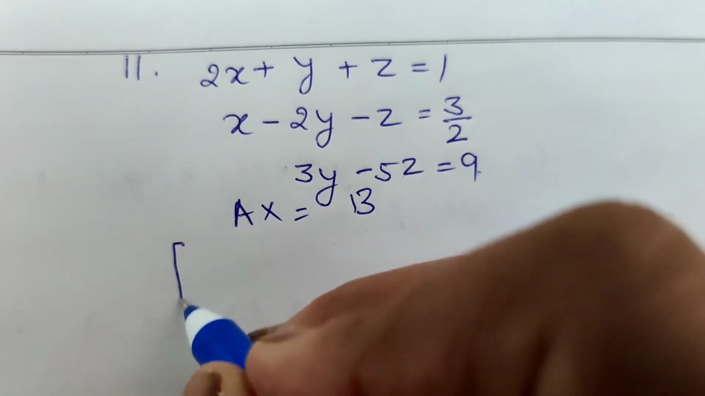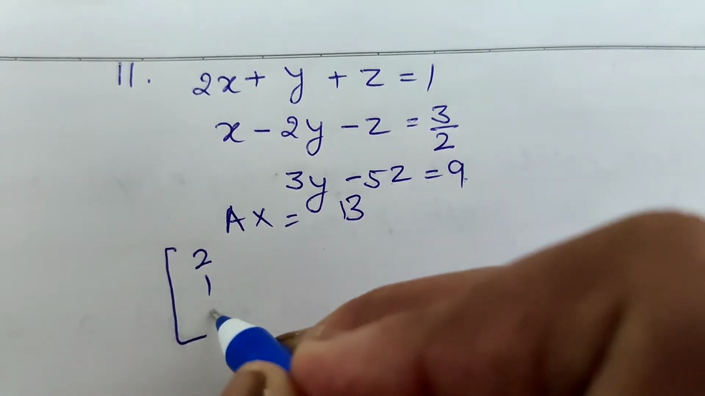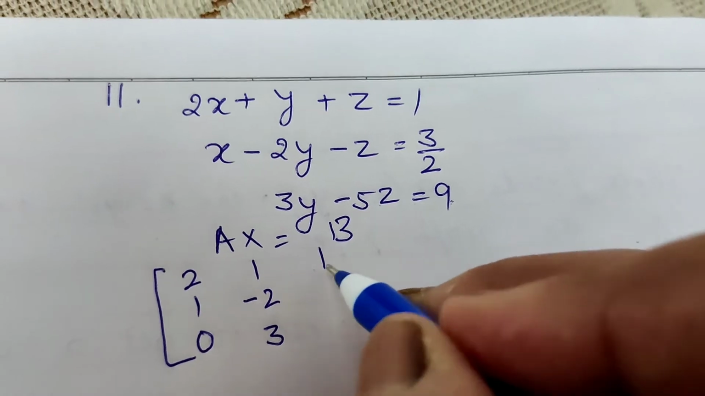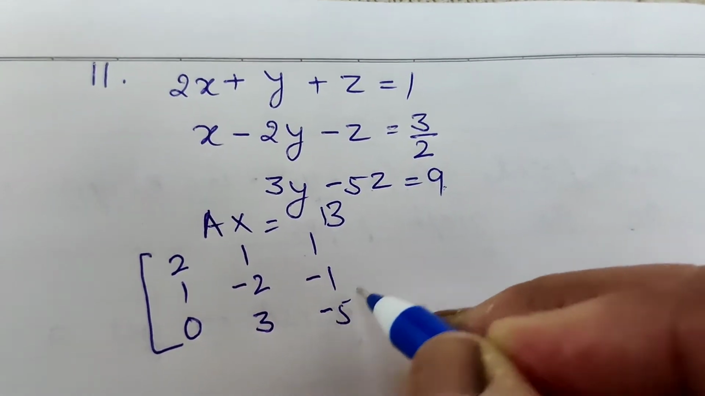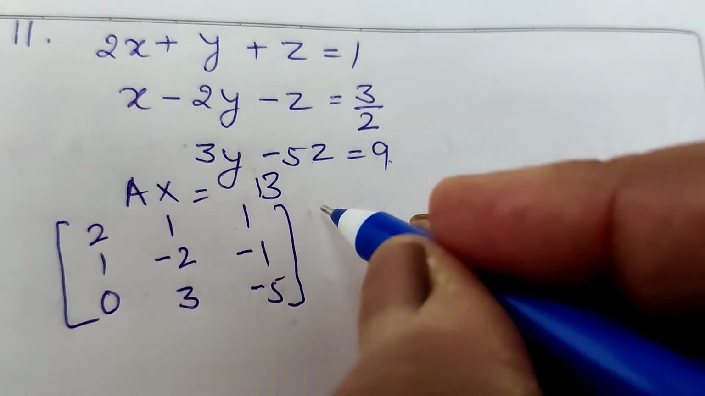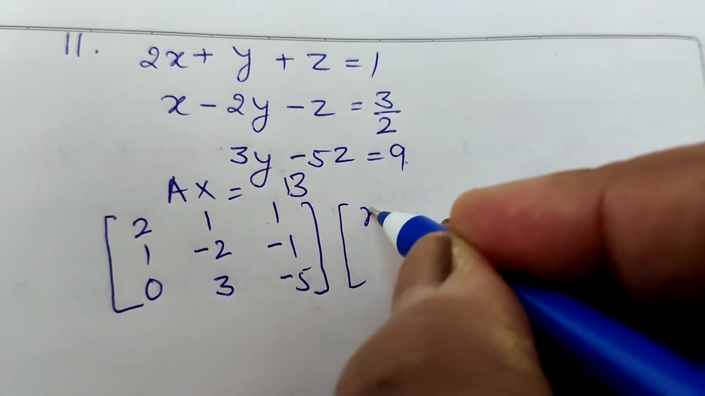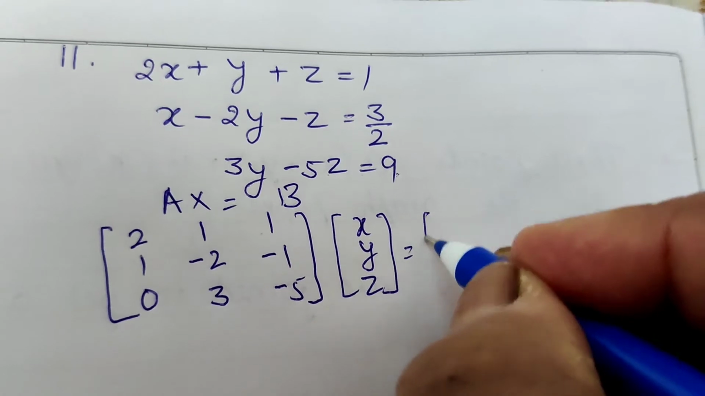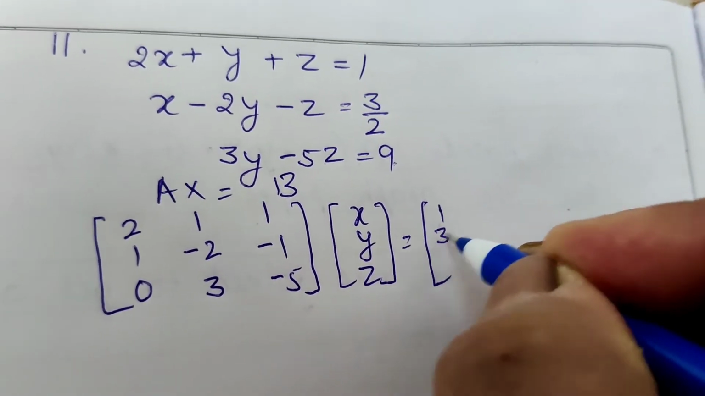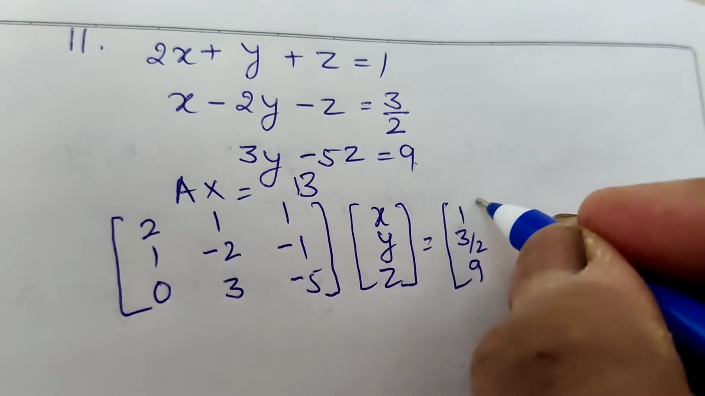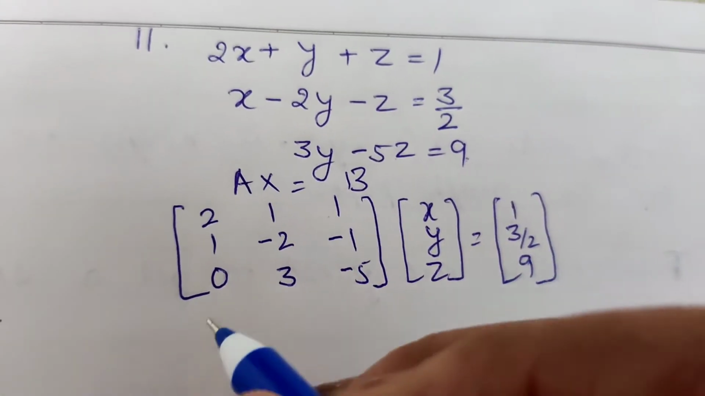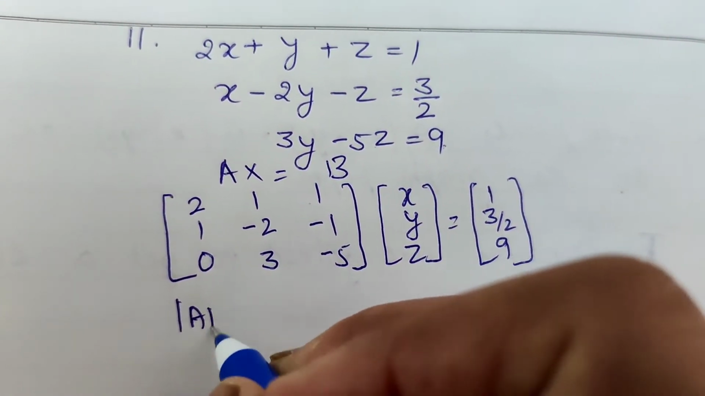Now the matrix A is [2, 1, 0; 1, -2, -1; 0, 3, -5]. This is the A matrix, and X is the variables x, y, z, and B equal to [1, 3/2, 9]. Okay, now solve. First we have to find the determinant of A.